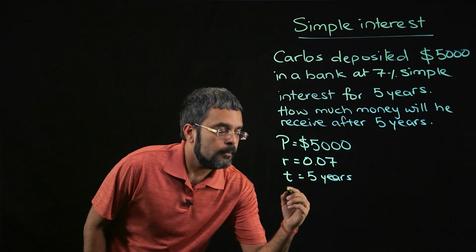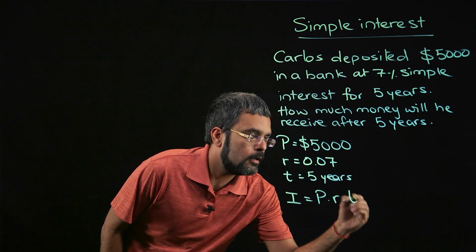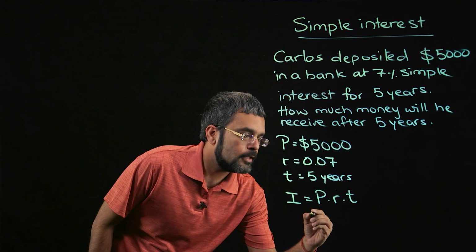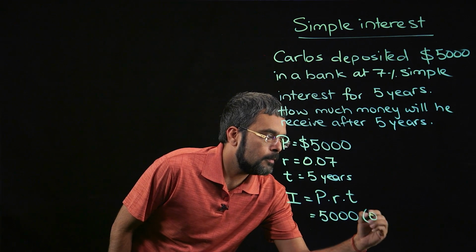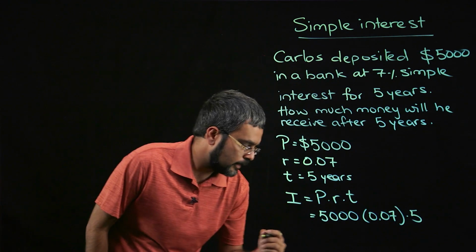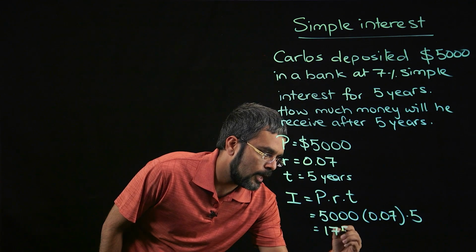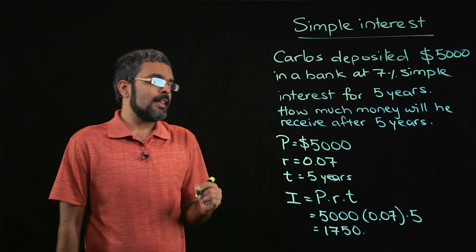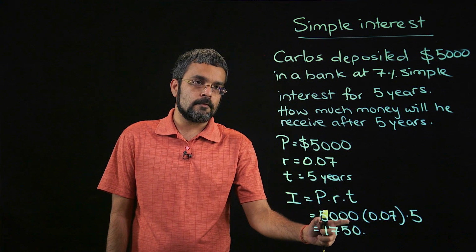So let's look at our formula. We have I equals P R T, and that is going to be 5,000 times 0.07 times 5, and that comes out to about $1,750. So in 5 years, the interest accumulated is going to be $1,750.